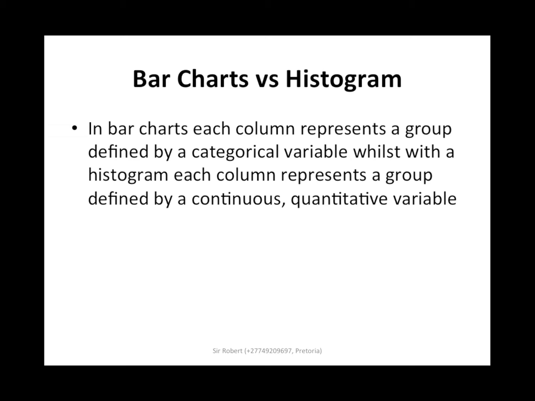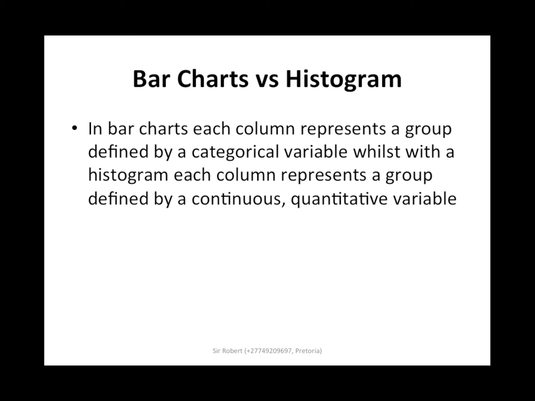Bar charts versus histograms. In bar charts, each column represents a group defined by a categorical variable, whilst in a histogram, each column represents a group defined by a continuous quantitative variable. In bar graphs, it can be women; if they're women, they're women. If it's dancing, it's dancing. It cannot be continuous. But with a histogram, you can have a continuous quantitative variable, like the age of people from 10 to 12. So that's the difference between the two.